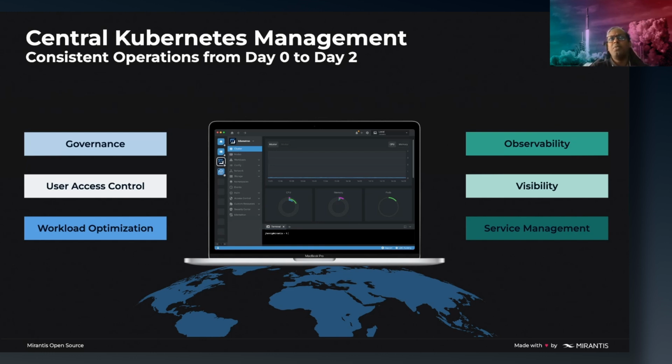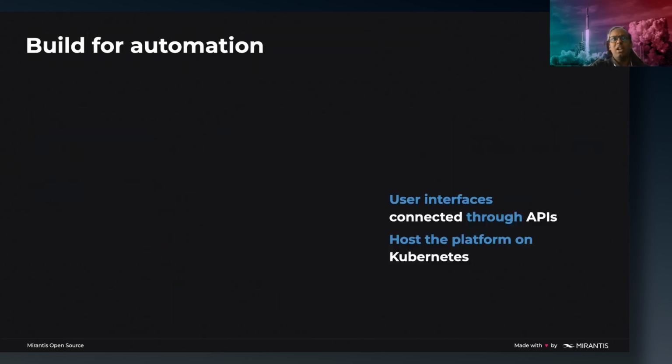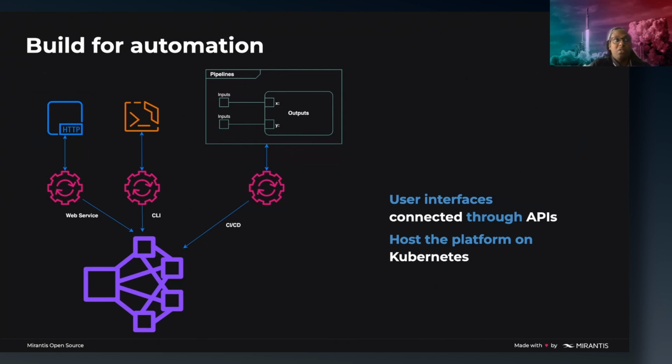I've shown some of these elements using Lens as the UI. But if you want to build something which is a web UI, for example, then we come back to the concept of creating everything through APIs, right? So you have that API layer where you will be serving your web services, your CLI, and where you will also be doing all your pipelines and automations for CI/CD, right? And actually, all of this can be running in the management cluster.